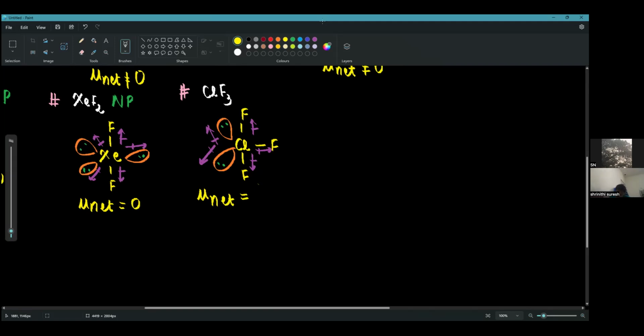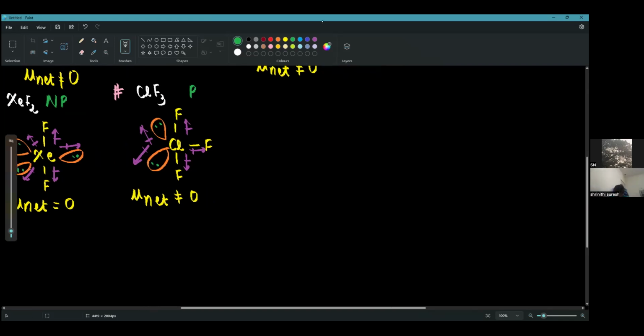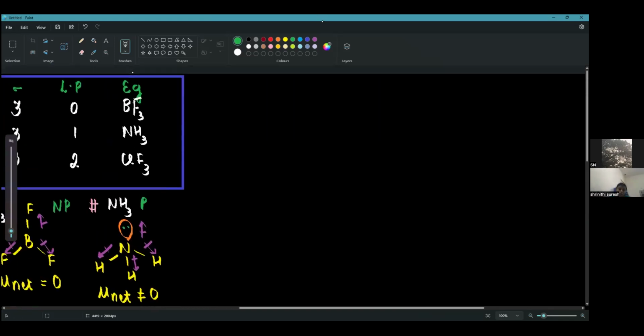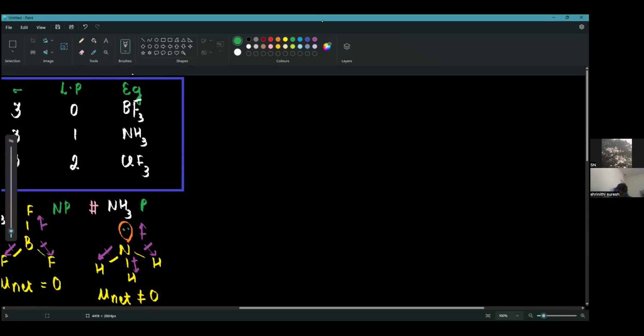So the net dipole moment is non-zero, so this will be polar in nature. Okay, so this will be polar in nature. Got it, madam? Let me know once you are done writing this.